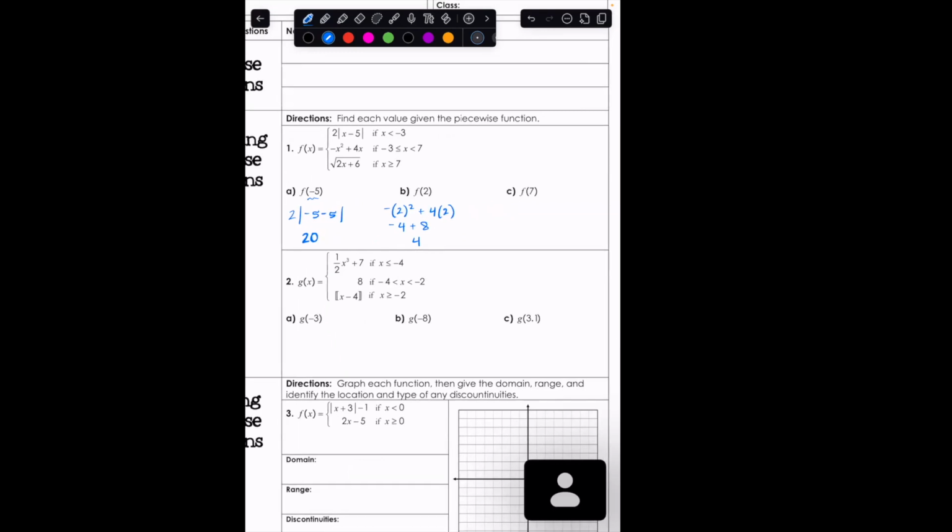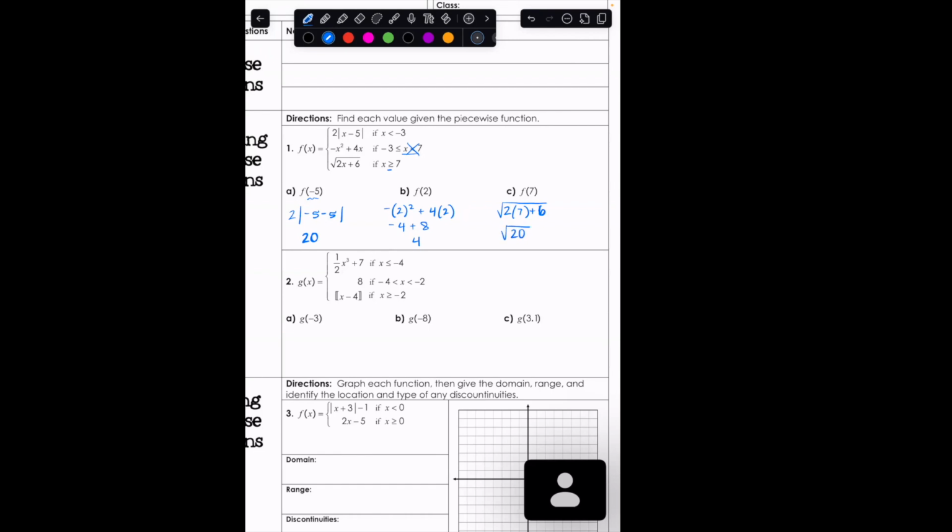All right, and the last one, f of 7. So 7 is not less than 7, but it is equal to 7. So we're going to use this piece on the bottom. It's going to be the square root of 2 times 7 plus 6. So 2 times 7 is 14, and 14 plus 6 is 20. So this is going to be the square root of 20.